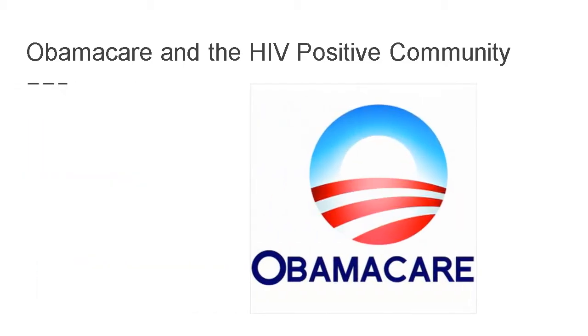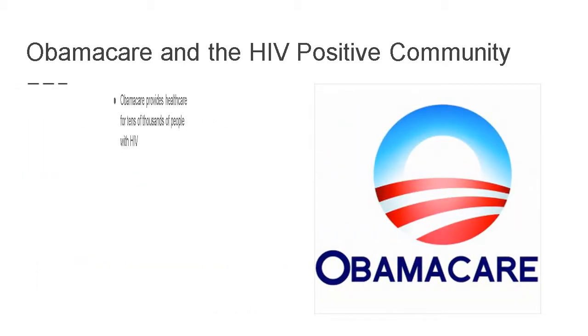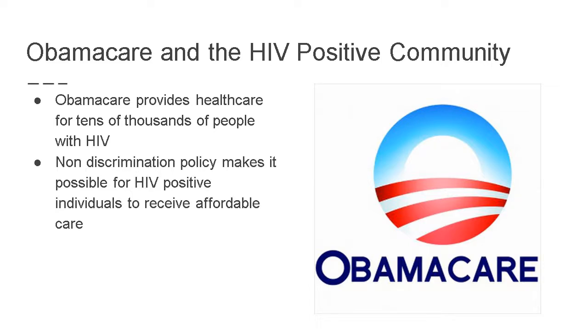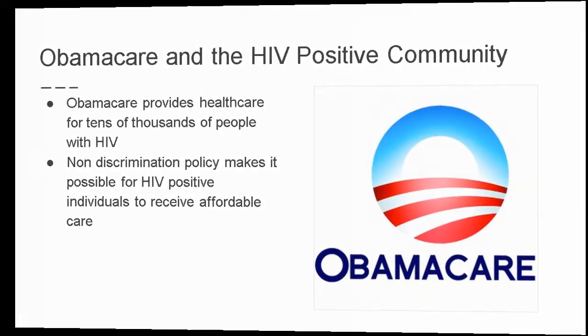Obamacare and the HIV positive community. Outside of private insurance regulation, Obamacare provides insurance for tens of thousands of patients with HIV who were without care prior to 2012. The most important aspect of Obamacare for HIV positive individuals is the non-discrimination policy against people with pre-existing conditions. Prior to Obamacare, HIV positive individuals would either be denied coverage or charged an exorbitant fee because of their disease. Obamacare now made this illegal, giving these patients access to equal care.